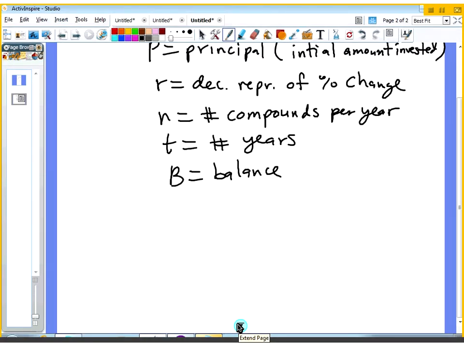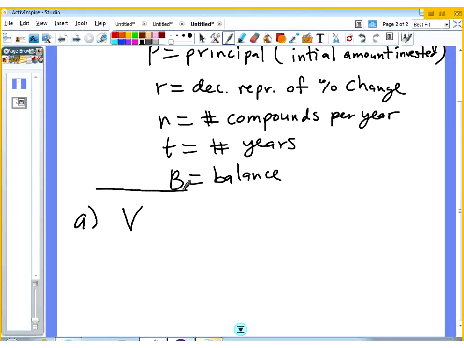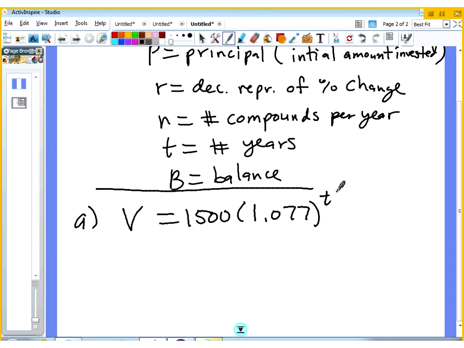So on these problems, it actually gives us several formulas. It says, without making any calculations, briefly describe in words what the following formulas tell you about the value of the investments. So the first one, instead of balance, they're going to call it value, is 1,500 times 1.077 to the t. If we compare that to our B equals P times 1 plus r over n to the nt formula, we will see that the P, or the amount you originally invested, was $1,500.